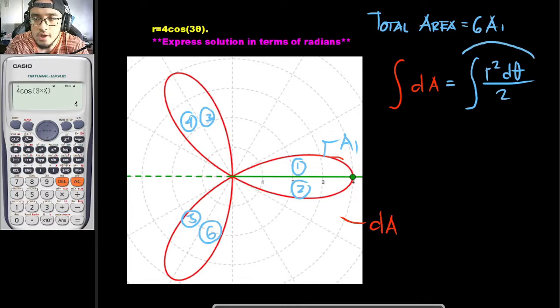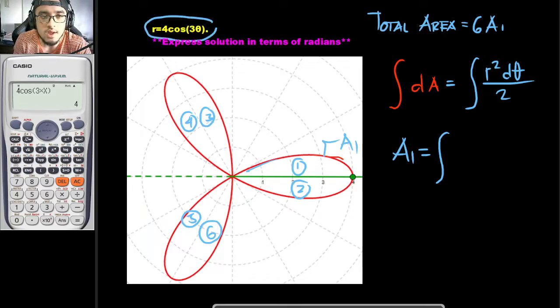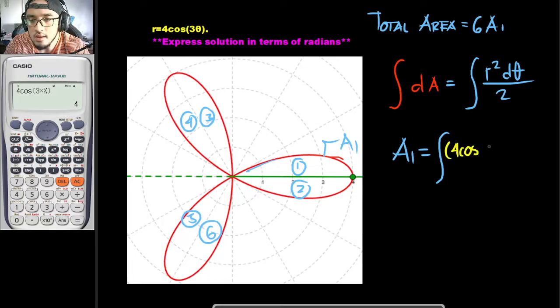So this is to be our general formula in getting the area using polar coordinates. Okay, so for us to get area 1, this is to be equal to the integral of r squared. And as you can see, we cannot integrate this right away. So our value here must be in terms of d theta. So from that, our r here is to be 4 cosine 3 theta, so that is to be (4 cosine 3 theta) squared times d theta divided by 2.